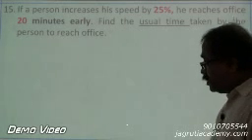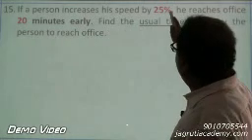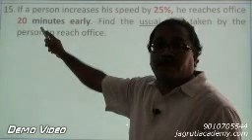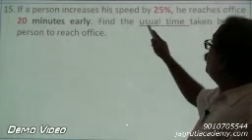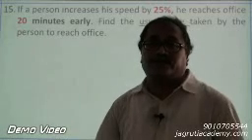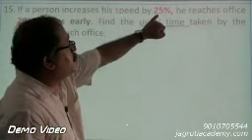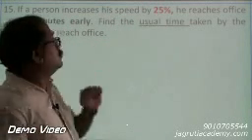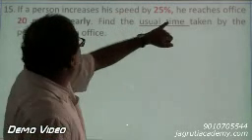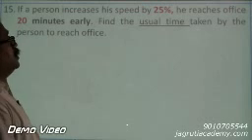Look at question 15, which says, if a person increases his speed by 25%, he reaches office 20 minutes early. Find the usual time taken by the person to reach office. So the speed is increased by 25%. That means, and what is the effect of it? He reaches office 20 minutes early.